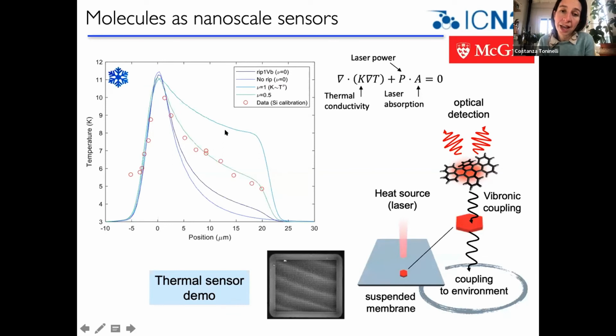And you see that with an exponent of 0.5, we could get, at least qualitatively, a good agreement with the experimental data. So we can measure temperature in a weird, low temperature range on a suspended membrane, and we can learn something about heat propagation. Okay, so that's, I think, already quite a powerful tool that has been demonstrated. I'm curious to know what you think about this thermal sensor.